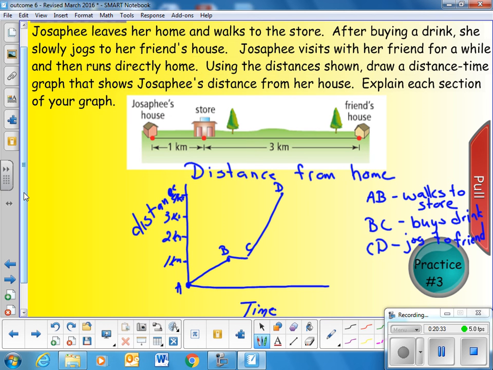When she gets to her friend's house, she visits for a while, so her distance is not going to change. She probably visits longer than what she took to buy the drink, so that section of our graph should be slightly longer. So DE is when she visits her friend. And then after her visit, she runs home. So again, because she's running, it should be a steeper line than her jog. It's going to come all the way back down to the bottom, and that would be at point F. So section EF is when she runs home.